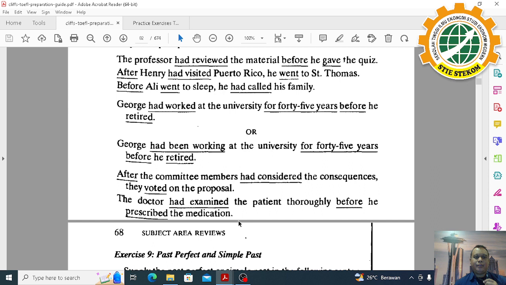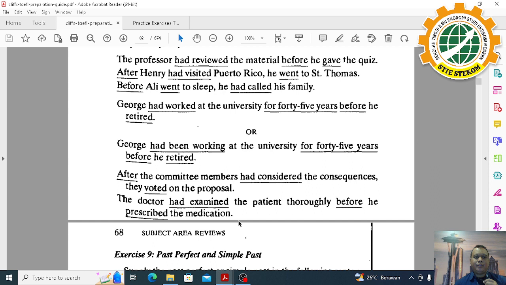After the committee members had been considering the consequences, they voted on the proposal. Bisa, ya. Bisa pakai ing, okay? Jadi yang number two juga bisa pakai continuous tense, ya. The doctor had been examining the patient thoroughly before he prescribed the medication. Bisa, ya. Jadi bentuk yang ing dan past perfect itu artinya sama, tidak ada perubahan ya. Oke. Karena kedua-duanya tetap mendeskripsikan earlier past, kata kerja waktu lampau sebelum lampau ya.